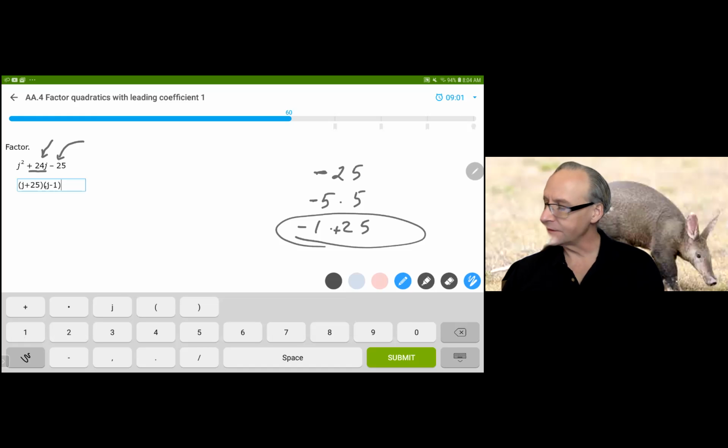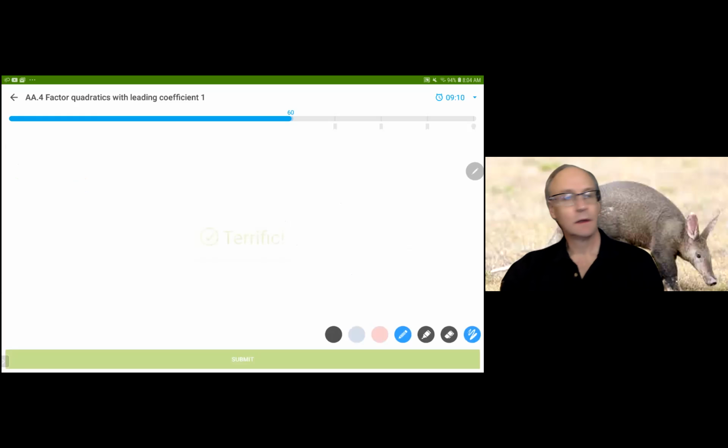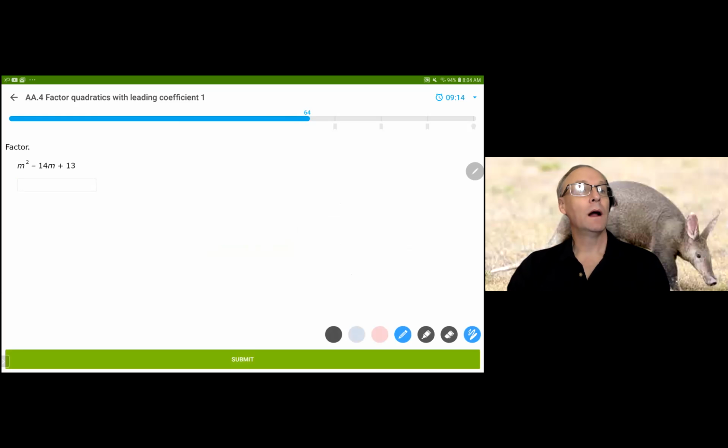Oh, I may have to separate that out a little bit. It may not like it without the space in it. Not sure. But if you separate it out, you're sure to get it right. All right.